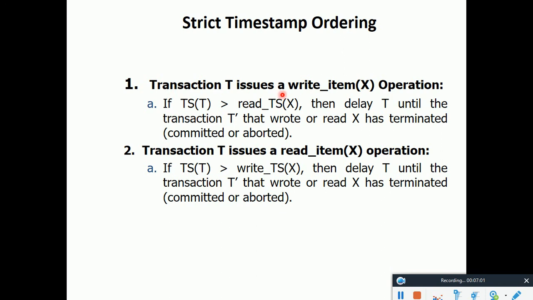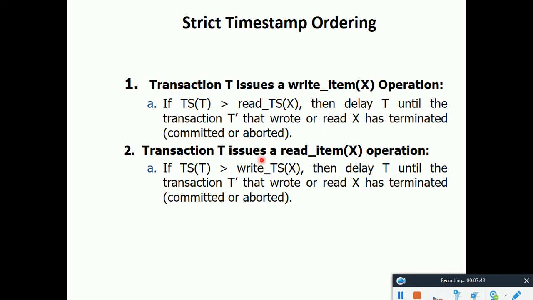The transaction T issues a write item X operation. Then it checks that TS of T is greater than read TS of X. If this condition is satisfied, meaning the transaction T is younger, then in the basic algorithm we permit the write operation, but here we will not permit it immediately. The algorithm states that we delay T until the transaction T dash that wrote or read X has terminated, meaning the transaction that read or wrote that particular value has terminated. So we will write only committed values.